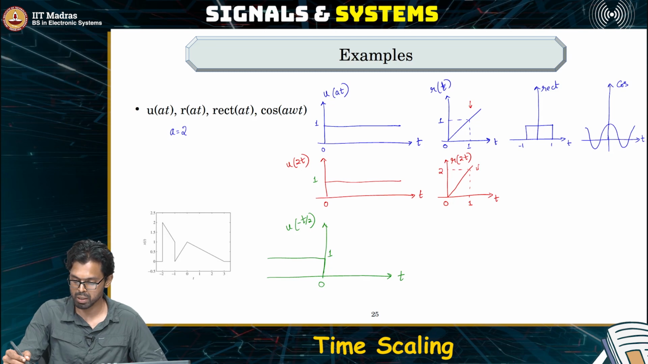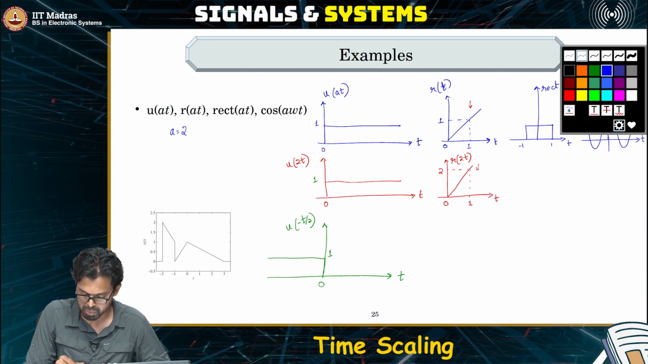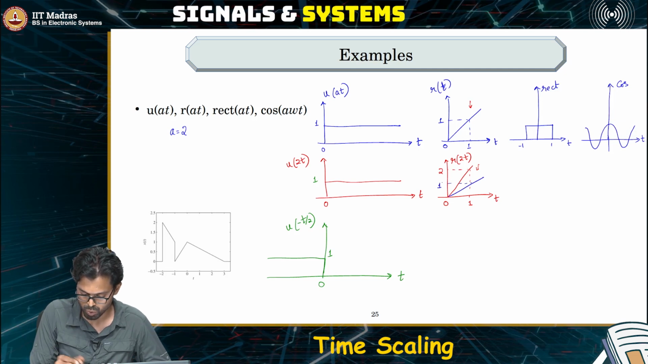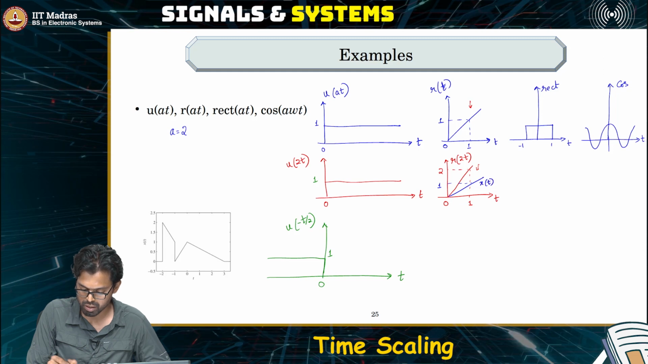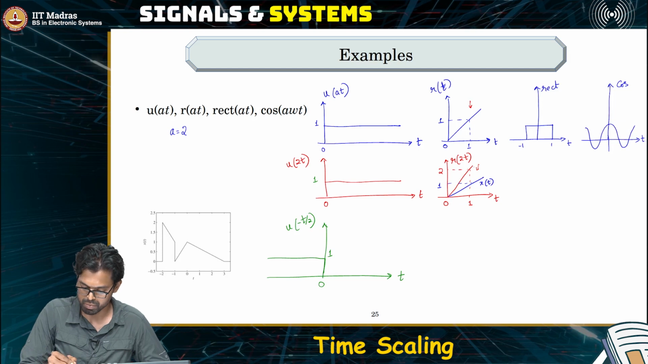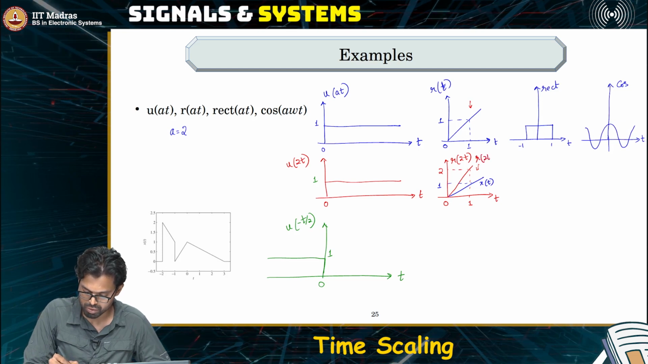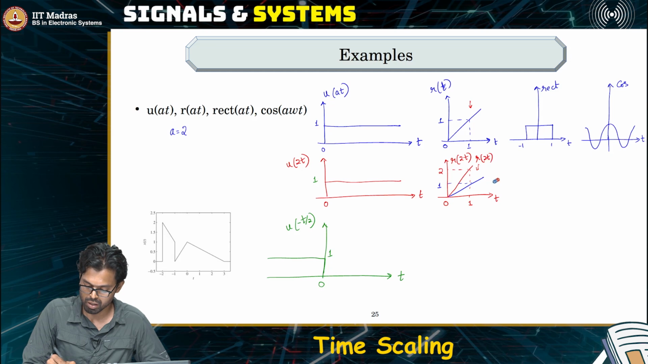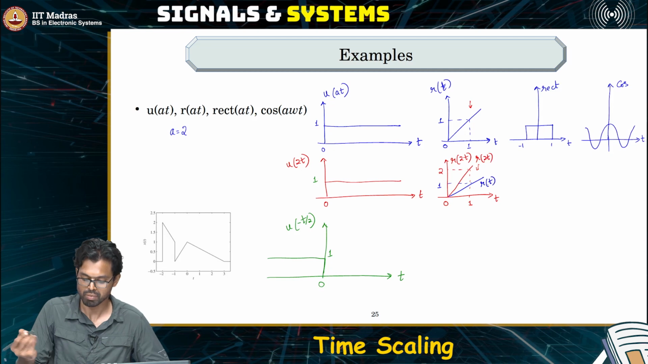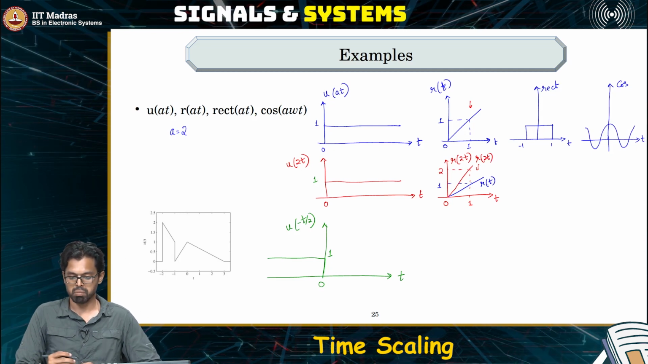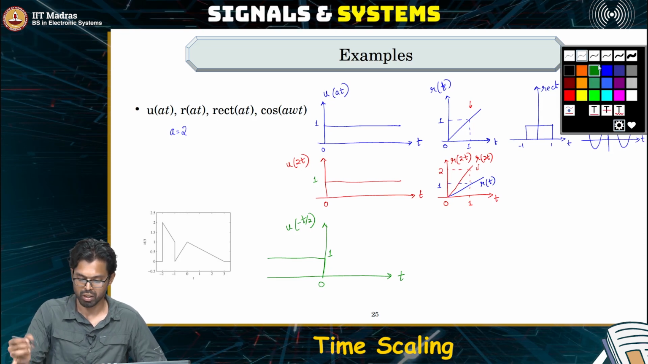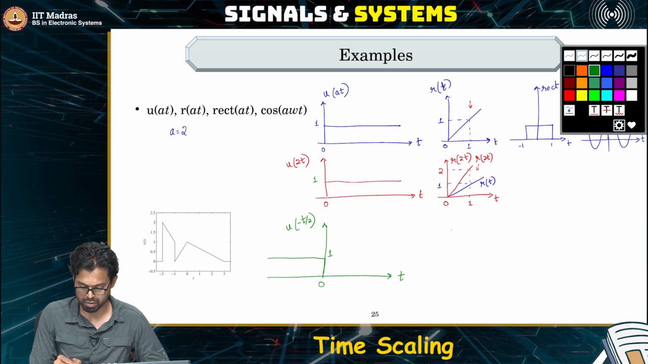If we plot it in the same graph, then we'll see something like this. Let's say this is 1. This will be x of t, this is r of 2t, and this is r of t. As you can see, the signal gets compressed. Now what happens when a is minus half?